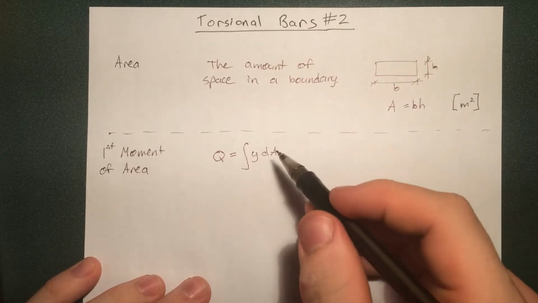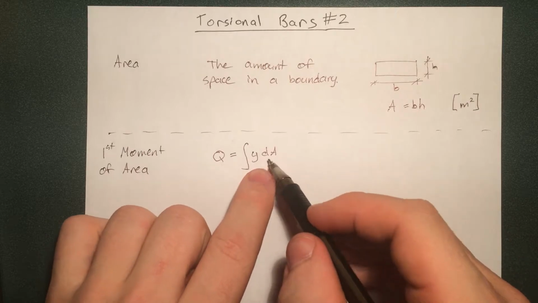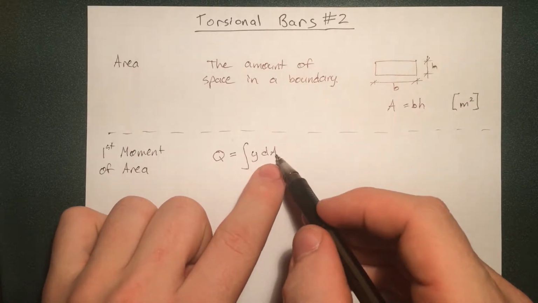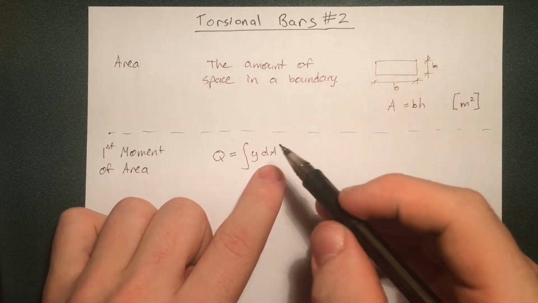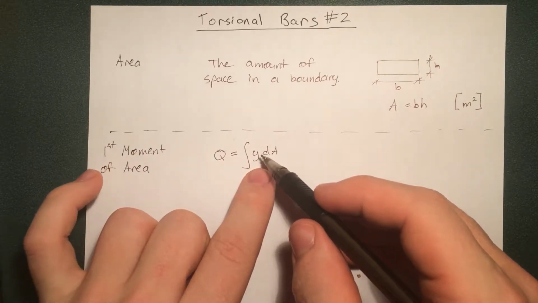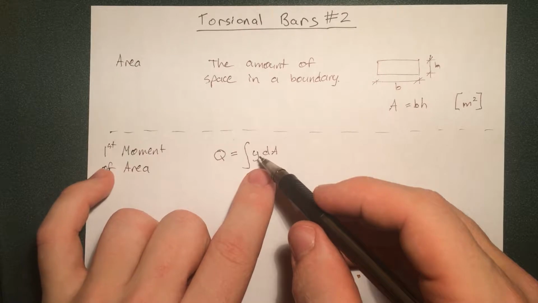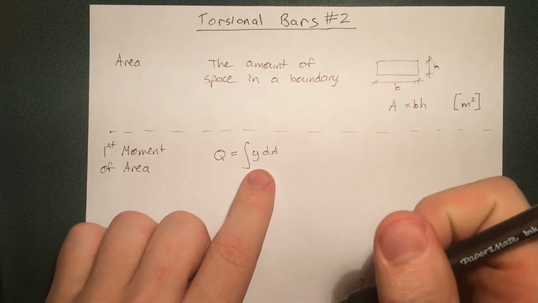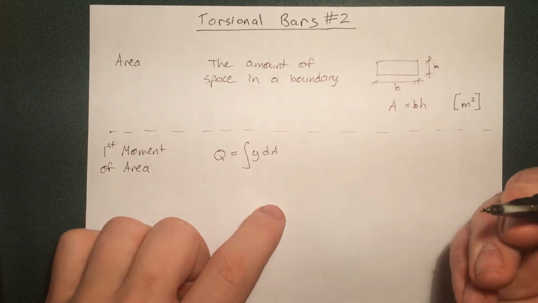Now in simple words, if we would take this y out and integrate dA, we would just get the area, right? So this is basically like a weighted area, and it's weighted by a factor of y to the first power. That's why it's called the first moment of area. So it's basically like a form of weighted area.